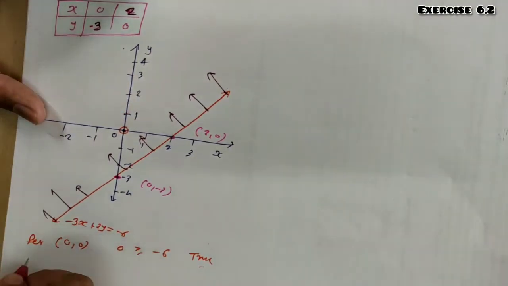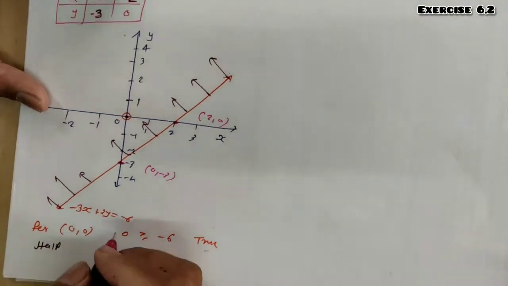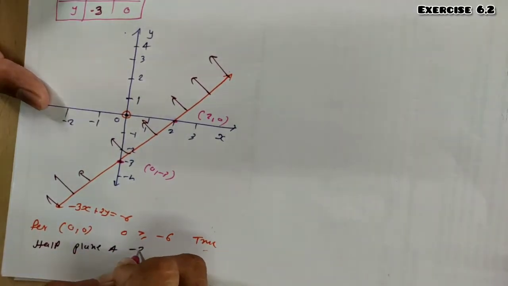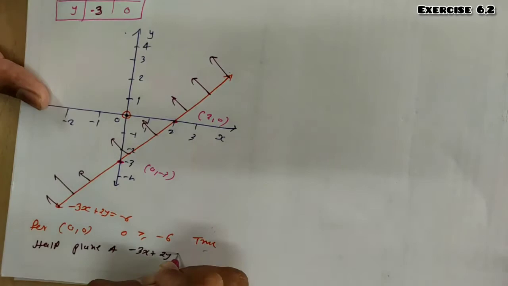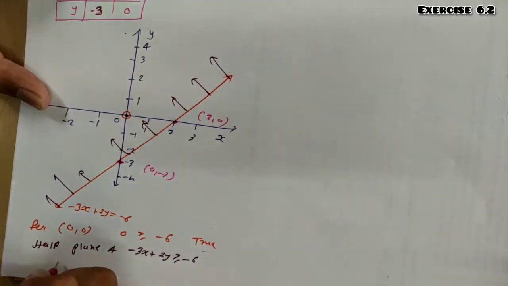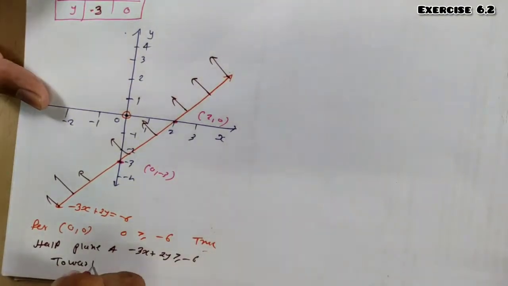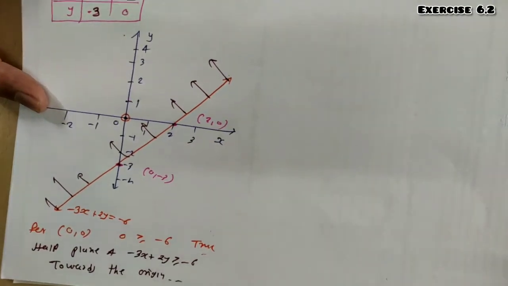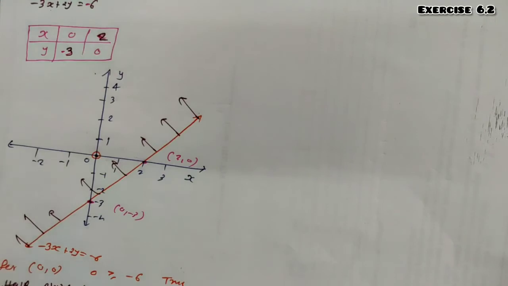So you have to write the answer. The half plane of the inequality minus 3x plus 2y greater than or equal to minus 6 towards the origin is the solution of the given linear inequality. Done? Question number 8, try by yourself.